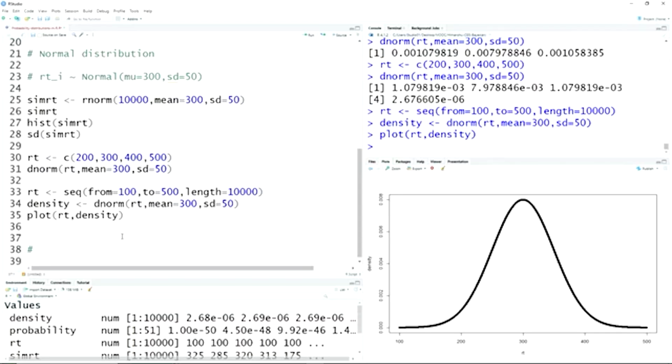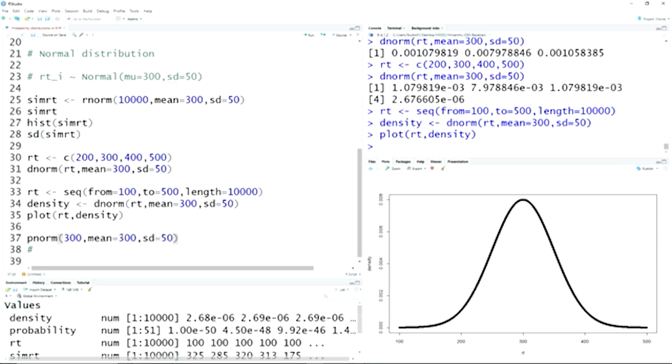So there is a function called pnorm. P stands for probability, and norm stands for normal distribution. What this function does is calculate the probability of observing a value between minus infinity and a particular value of x. So let's say I ask how much is the probability mass between minus infinity and 300. Basically, what is the area under the curve from minus infinity to 300. So I can use the pnorm function. I will give 300 here, mean is 300, SD is 50.